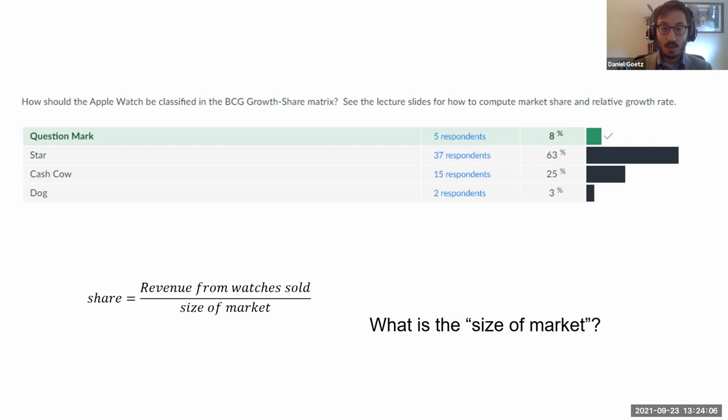Perfect. Let's go to one of our two respondents who said, actually, this is a dog. It's low market share, low growth rate. So maybe a product that should be discontinued. And let's see, is Shiqi here? Looks like no. All right, so then that only leaves Rohan Lee.